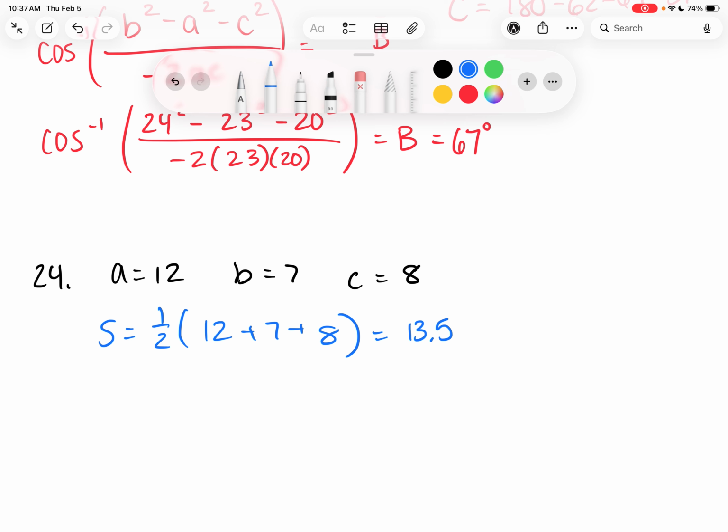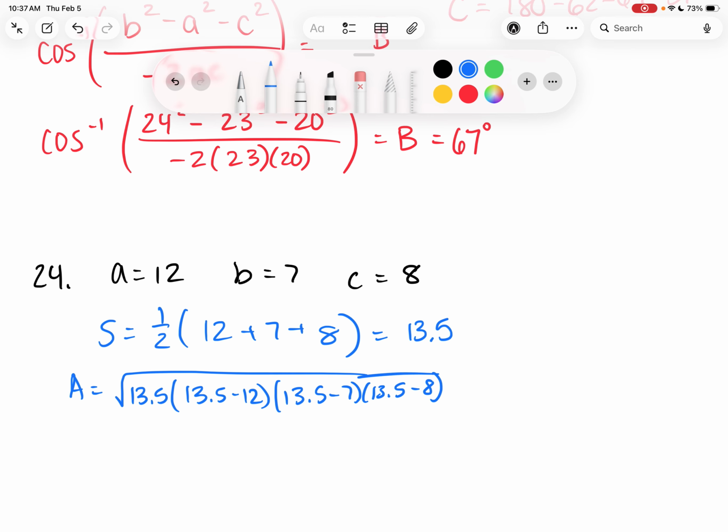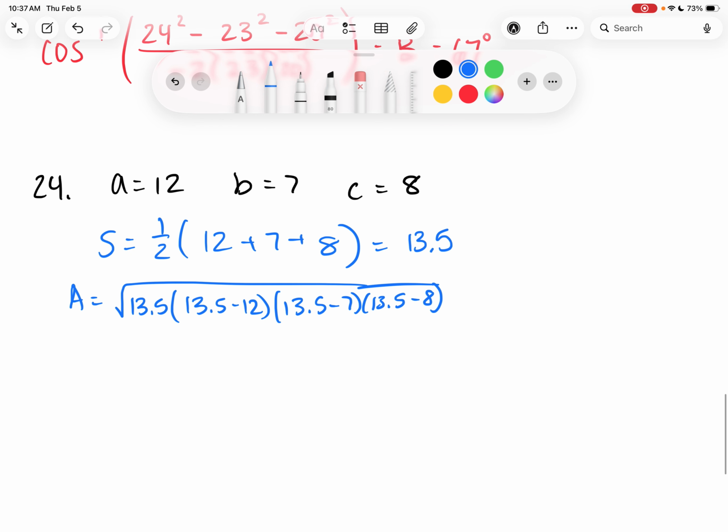So 13.5. Now to find area, the formula is the square root of s times (s minus a) times (s minus b) times (s minus c). So we have 13.5 times (13.5 minus 12) times (13.5 minus 7) times (13.5 minus 8). Make sure, if you're not going to work in steps, that you use parentheses. You can plug the whole thing in at once, but you need the parentheses or it's going to mess it up.